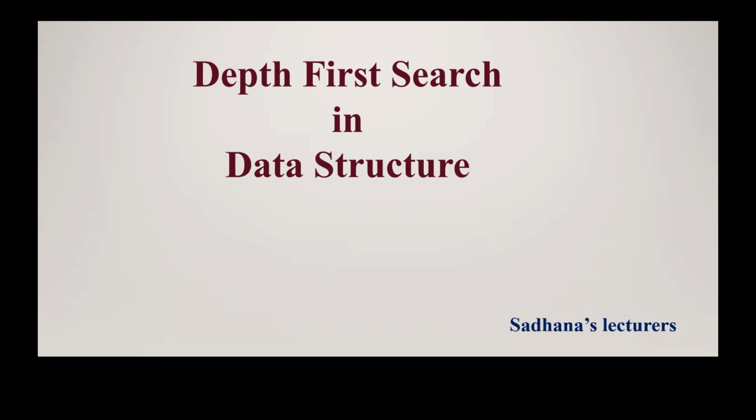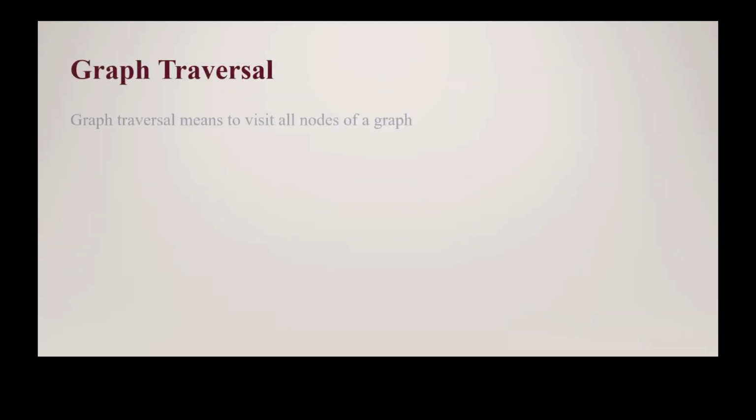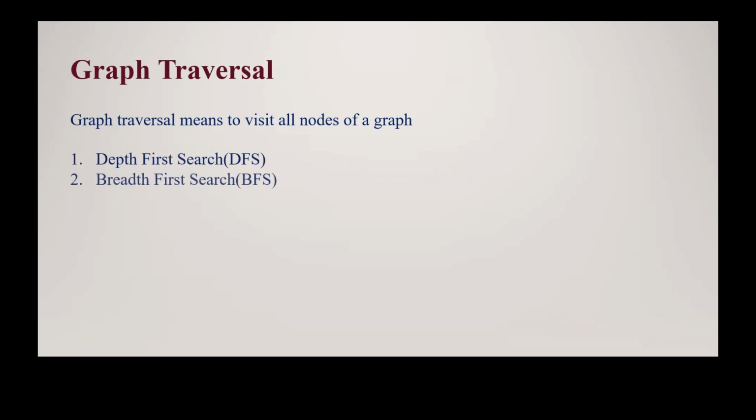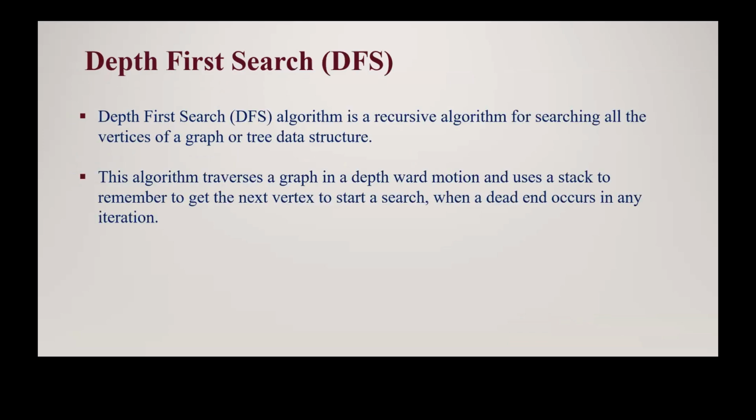Traversing a graph means how we have to visit each and every node present in a graph. There are two ways graph traversal is possible. The first one is depth first search. The second one is breadth first search. In this video, we are going to cover depth first search.